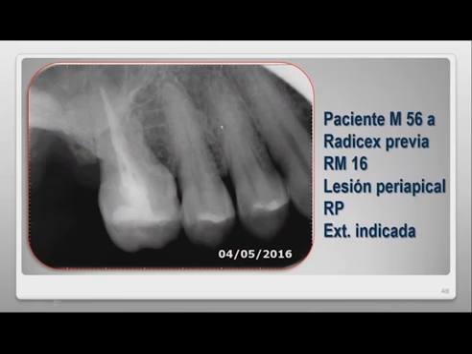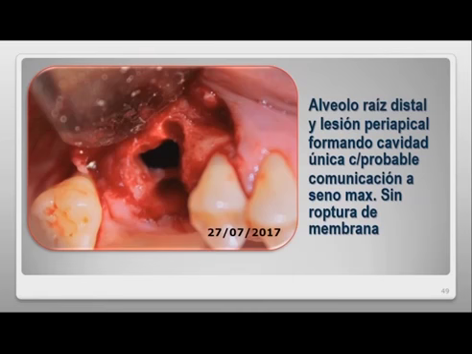And in this area we can see a lesion. Although the X-ray would indicate that it's in the palatal root, at the time of extraction we observed the following. See, here are the remains. This is the healed area of the alveolus, where the radicectomy was carried out. This area is the distal root.